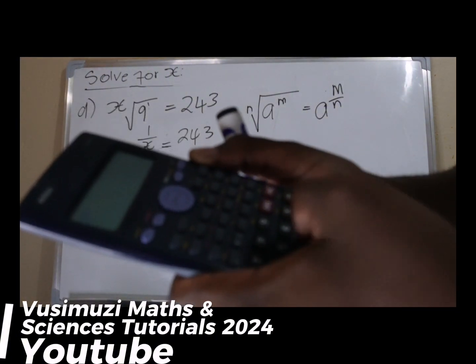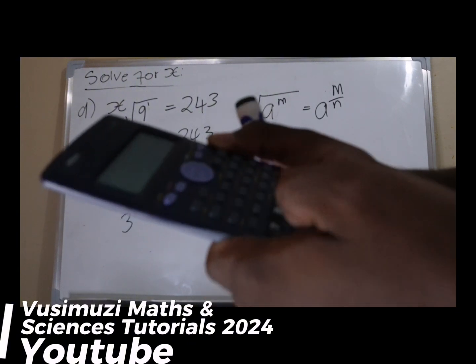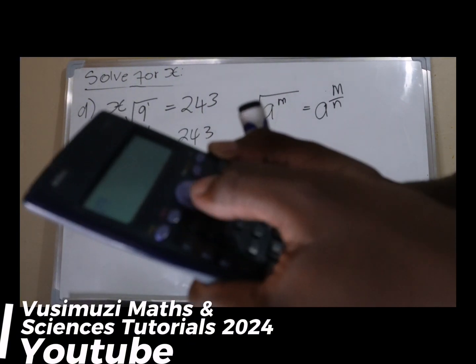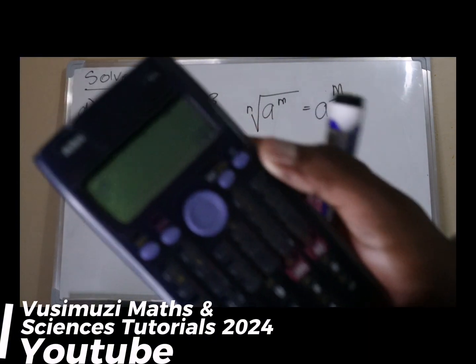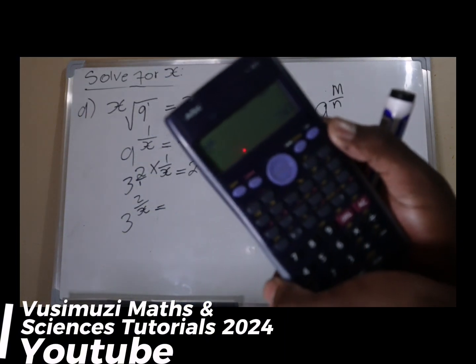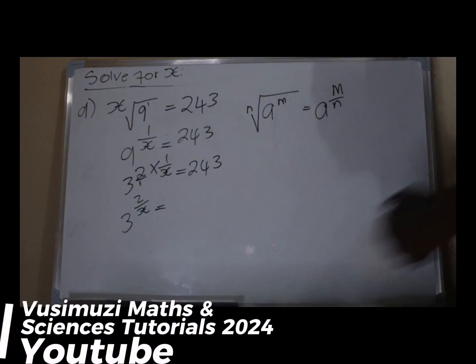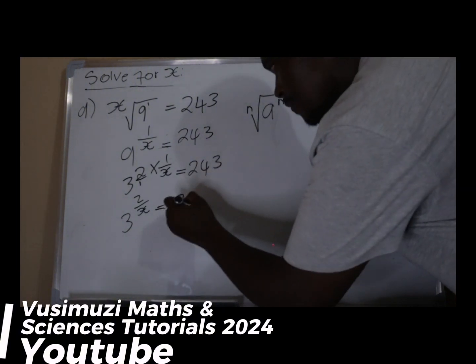What is 3 to power 3? It is 27. What is 3 to power 4? You test drive. This is 81. What is 3 to power 5? To save time, it is 243. 3 to power 5 is what? 243. That means 3 to power 5 is the one I want.